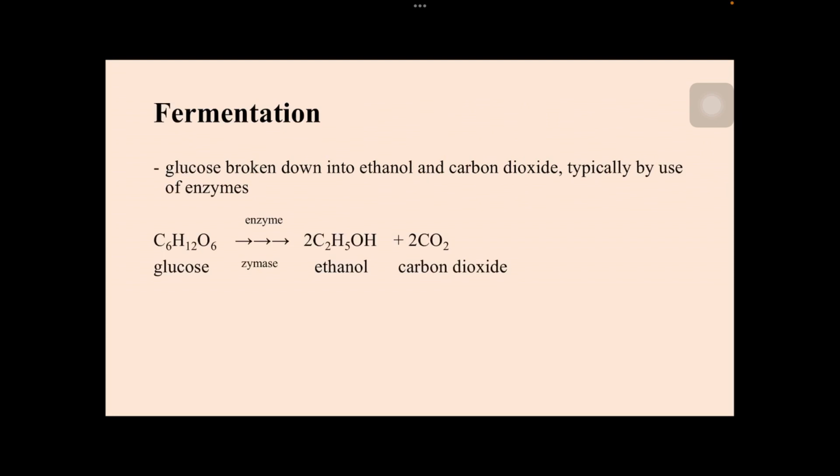You would not have to write this equation out from scratch. You might be asked to balance it. You might be asked to classify it. You will always have glucose on the reactant side, and you will always have ethanol and carbon dioxide on the product side. This happens with yeast. Alcoholic fermentation is what yeast will do when it breaks down glucose anaerobically. This is used in baking to make bread rise. It's also used to produce alcohol.